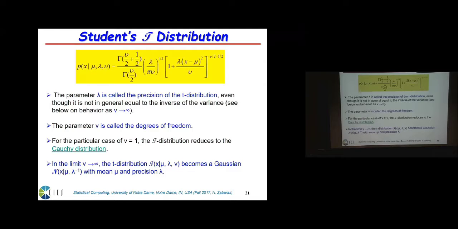All right, so this distribution has lambda, which is called the precision. Precision means 1 over the variance, but actually this is not true. In general, lambda is not 1 over the variance of this distribution. Unless, as we will see, you take the limit of this coefficient nu going to infinity, and in that case the distribution becomes a Gaussian, and lambda is indeed the precision of the distribution. Now, the reason we're interested in this distribution: it looks like a Gaussian very often, but it has fat tails.